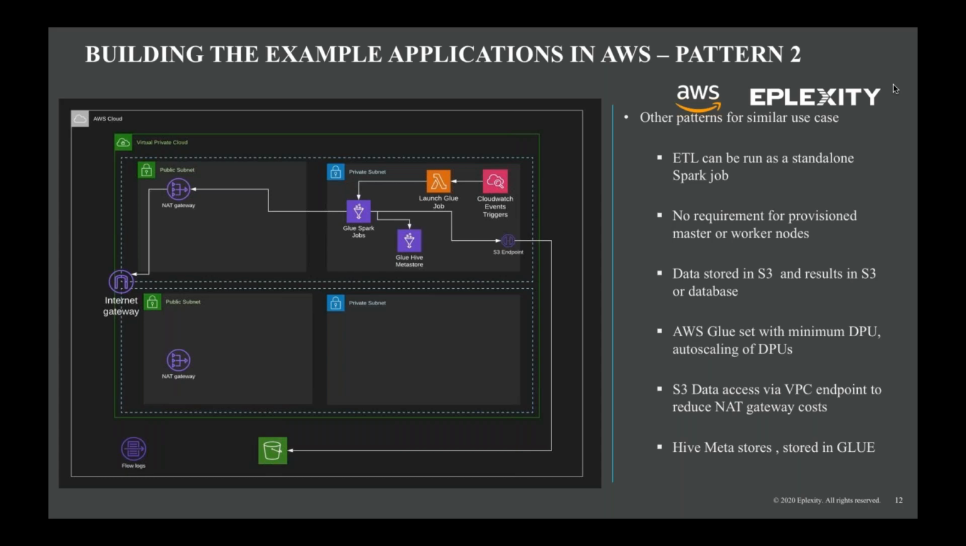This data can still be stored in S3, as we said before. The results can be stored in S3, or they can be sent to Redshift or other types of databases as the endpoint. You can do the same thing from an access point. You're going to access S3 through a VPC endpoint, and you're going to do the same thing for your metadata. You're going to store it in Glue. So similar, but now different in the sense that it is truly a serverless environment.